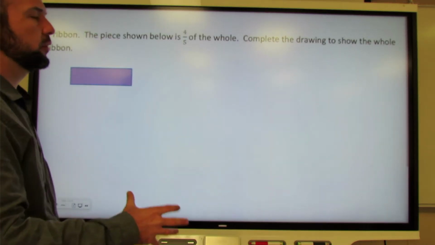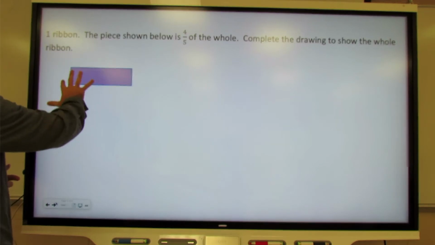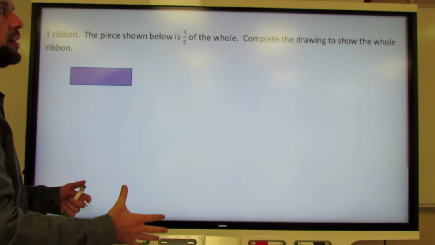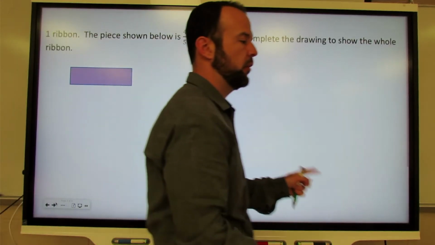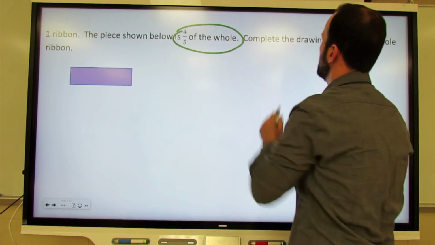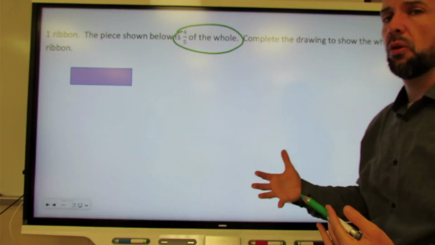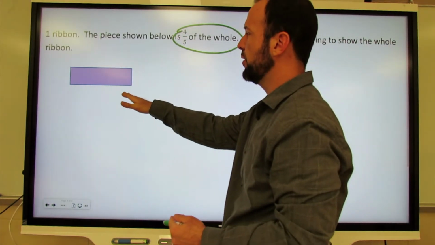This one's a little more to it here. Again, we have one ribbon. The piece shown below is 4/5 of the whole. 4/5 of the whole. Keep that in mind there. 4/5 of the whole. Complete the drawing to show the whole ribbon. So we need to show the whole ribbon. This is 4/5 of it.